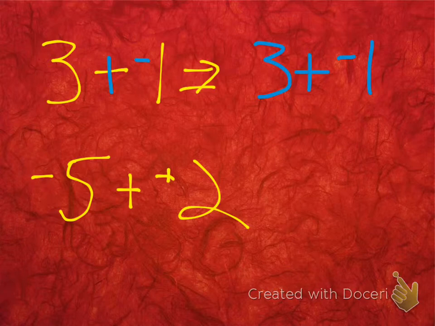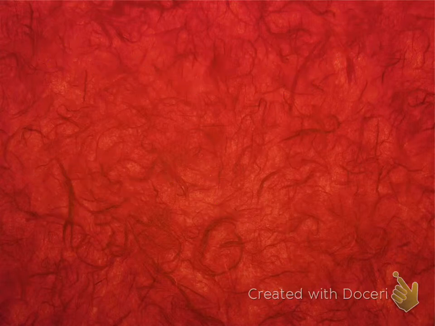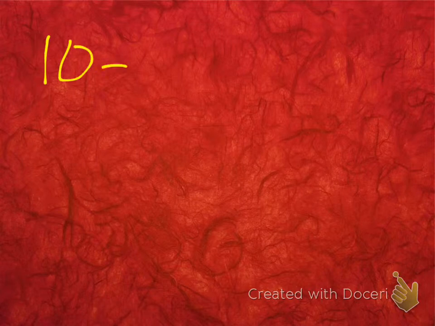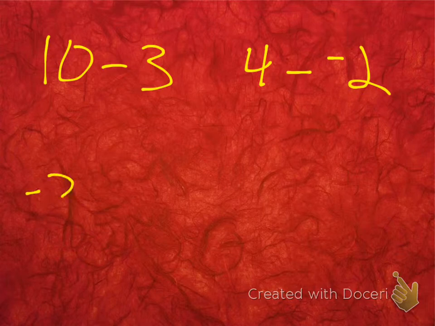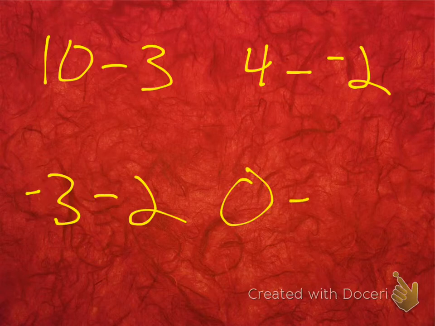This way, if you can remember to do this, you don't have to learn rules for subtraction. You just got to learn those rules for addition. But you've got to know how to change the signs. Alright? So, let me do a couple examples here. Let's just say 10 minus 3, 4 minus a negative 2, negative 3 minus 2, 0 minus a negative 1. Okay? Alright.